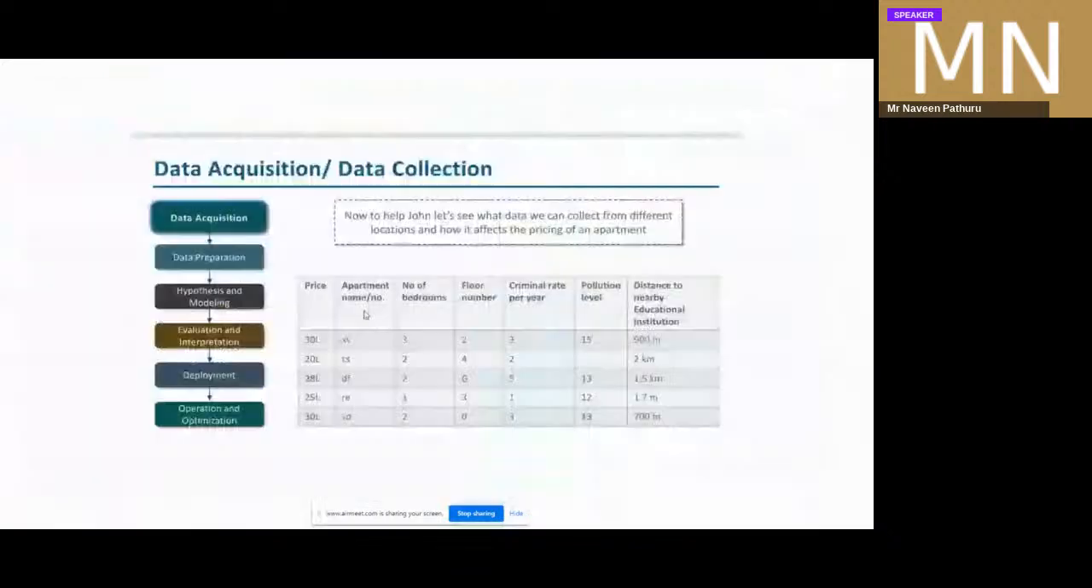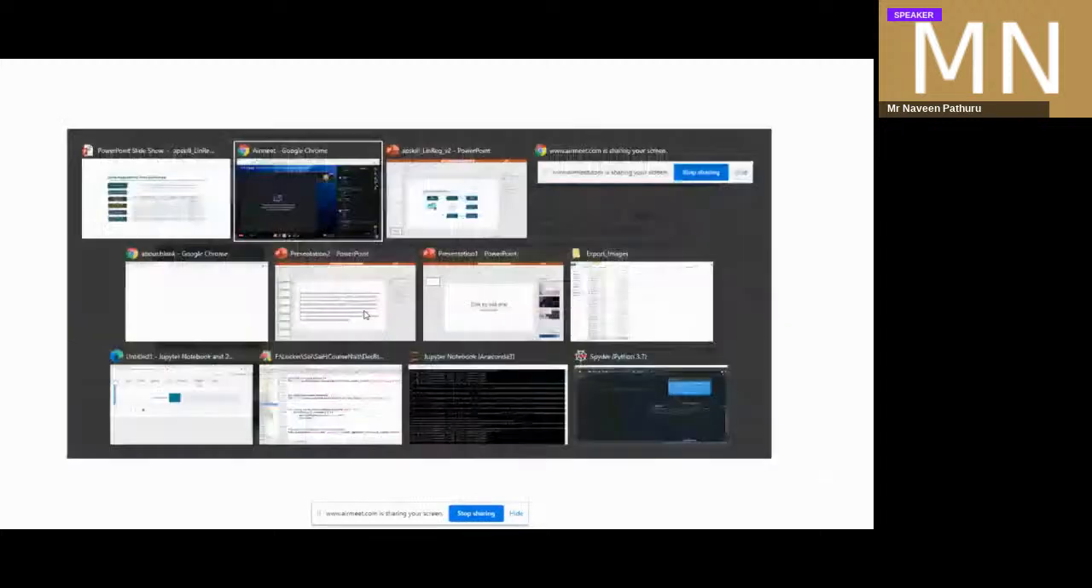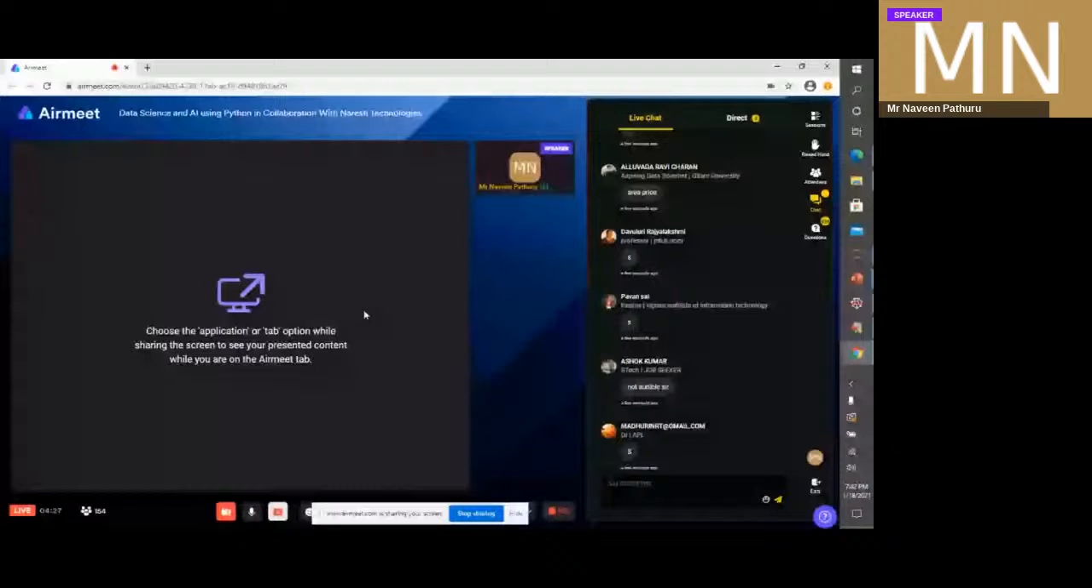Obviously, the more the bedrooms, the more the price. What is this? This is our thinking. That is nothing but the hypothesis, guys. What about the floor number? Do you think the price of the apartment will depend on the floor number on which it is?